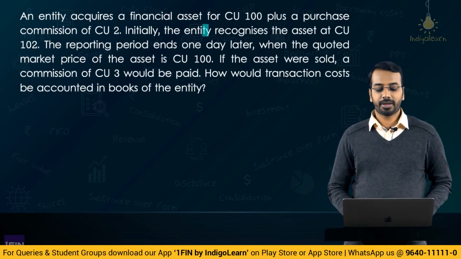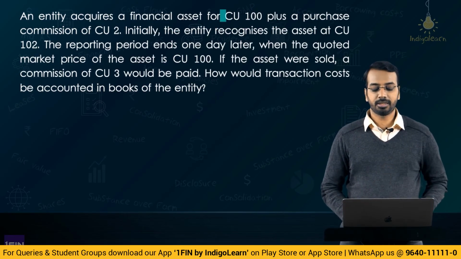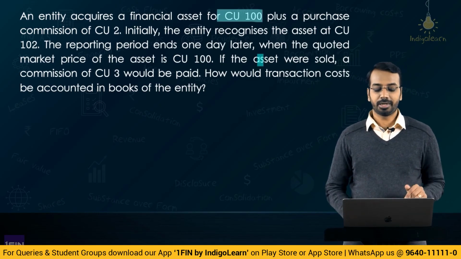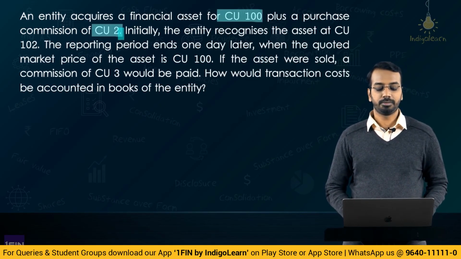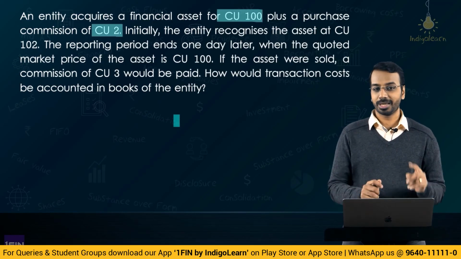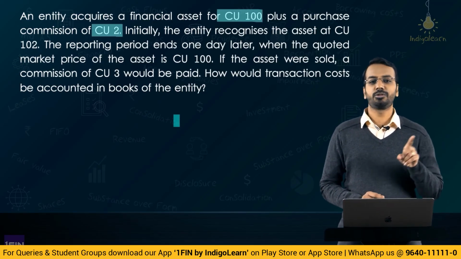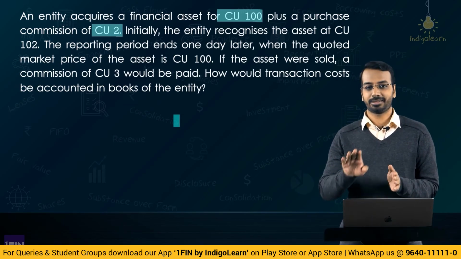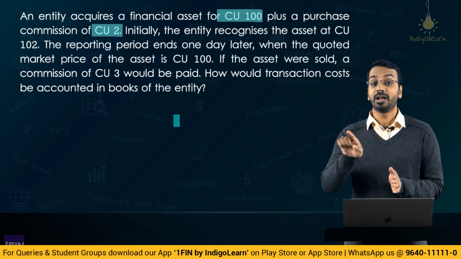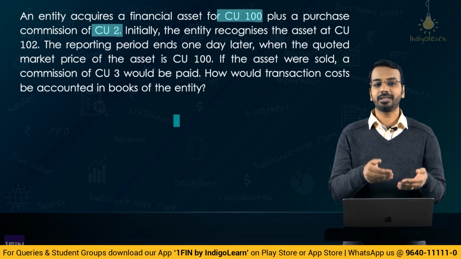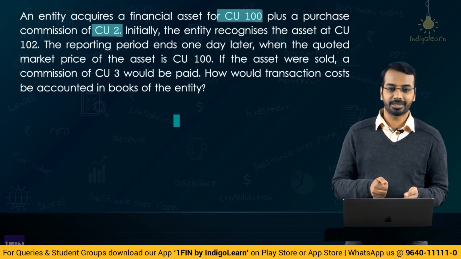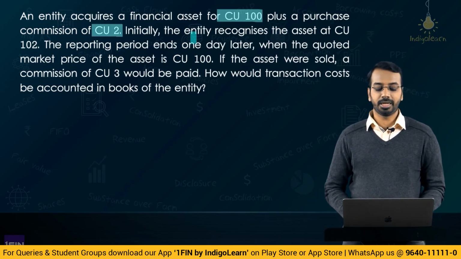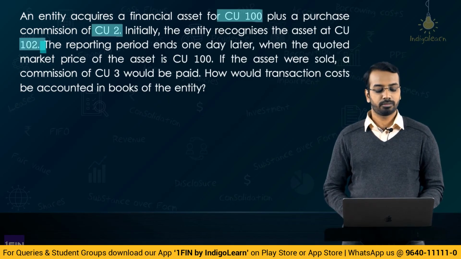An entity acquires a financial asset, they have not told what kind of financial asset it is, for CU 100. CU is currency unit, okay, this is the language used by IFRS. Currency unit 100 plus a purchase commission of 2, meaning to say, you paid 100 rupees to purchase plus 2 rupees as purchase commission. Now, what will you do with the transaction cost? For transaction cost, we have seen that other than FVTPL cases, means other than cases where you are measuring it as fair value through profit and loss, you will add the transaction cost to the financial asset, right. So, the financial asset will be at 100 plus 2, 102. Initially, the entity recognizes the asset at CU 102, that is what we have discussed.